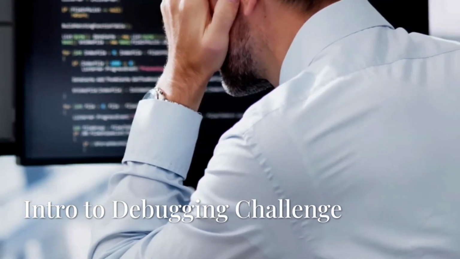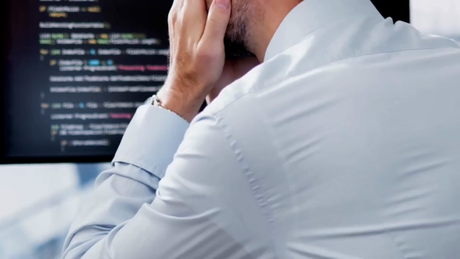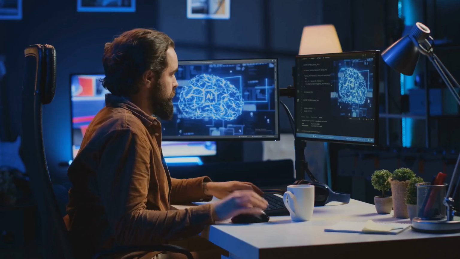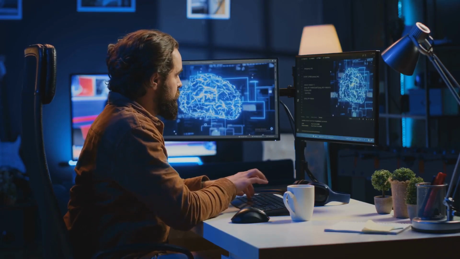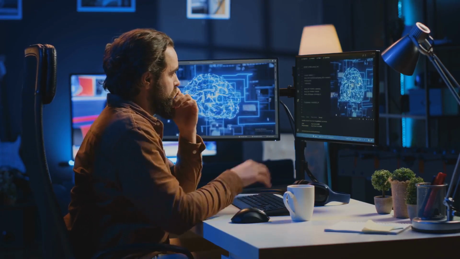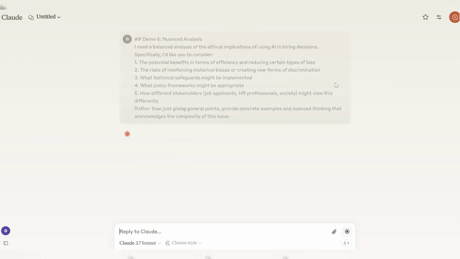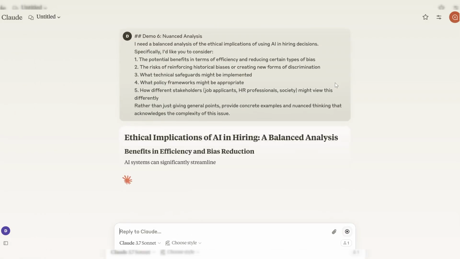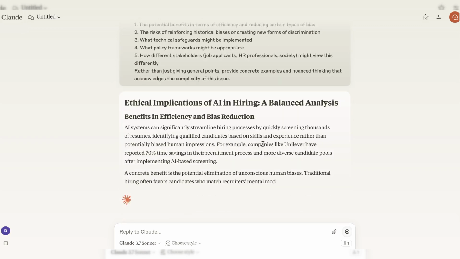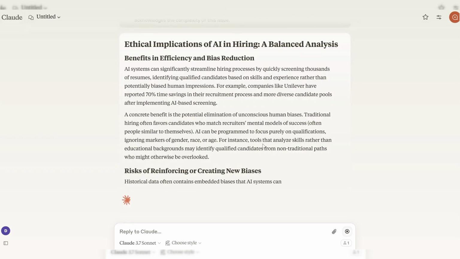Finding bugs in someone else's code is one of the hardest tasks in programming. Let's see if Claude can identify and fix a subtle bug in this algorithm implementation that looks correct at first glance. I'm showing Claude this longest increasing subsequence function that's failing on certain inputs. The bug is subtle. It's returning the length of the longest subsequence, but not the actual subsequence itself. Watch how Claude analyzes the code.